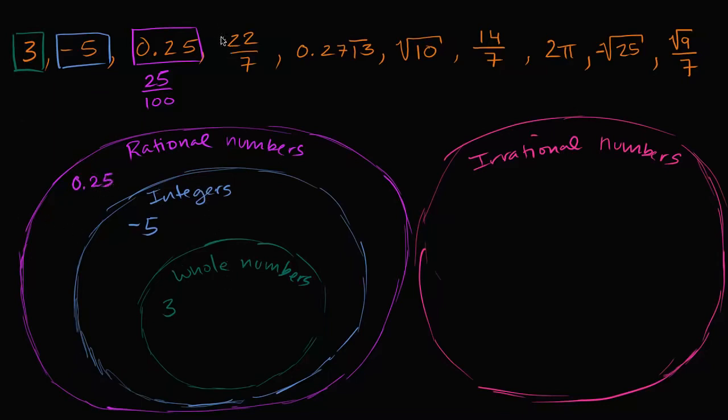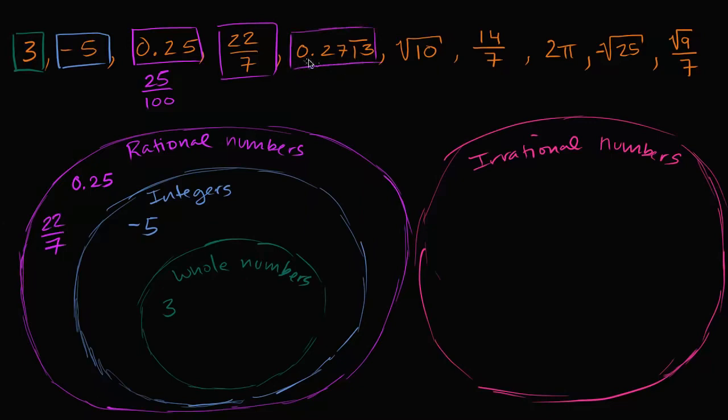Now, what about 22 over 7? Well, here it's clearly represented already as a fraction of two integers, but I don't think I can represent this any other way except as a fraction of two integers. I can't somehow make this without using a fraction or some type of decimal that might repeat. So this right over here would also be a rational number, but it's not an integer, not a whole number.